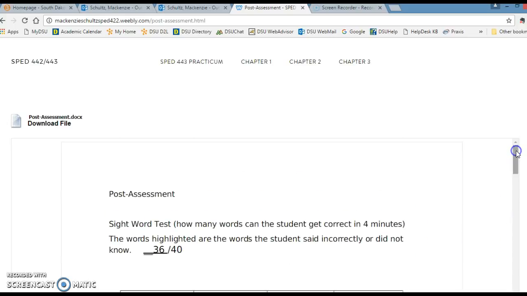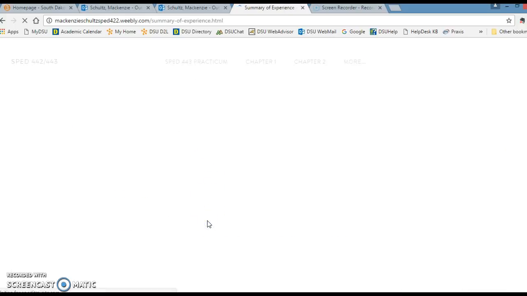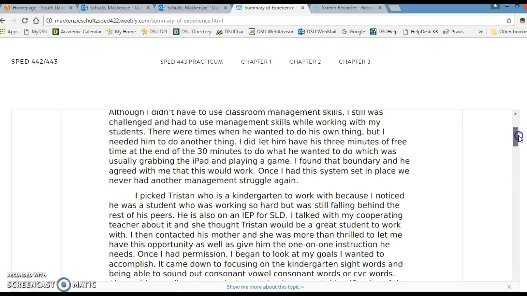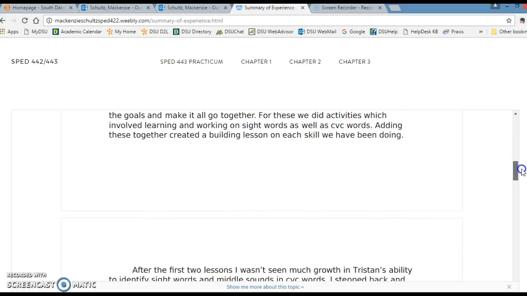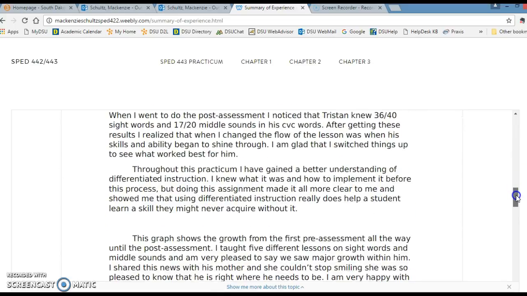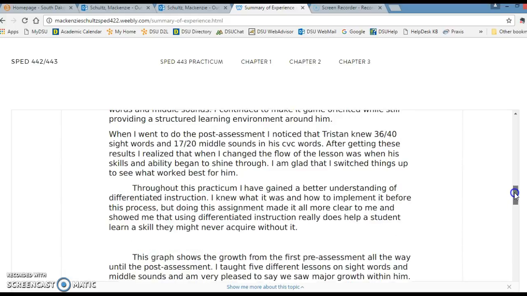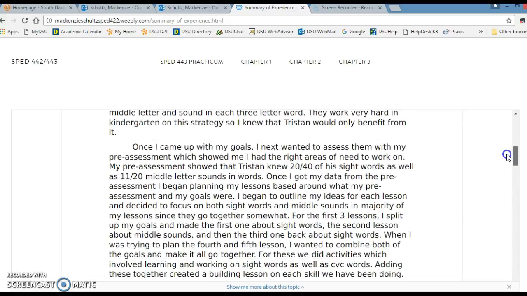So looking at that made me feel really good that we made some super, super progress at the end of our unit. So now this just gives a summary of what I've learned. And I really learned that differentiated instruction makes a great impact in these children's lives. I know that when I first started, I was very lenient about playing games and letting him kind of relax at the end of his time.